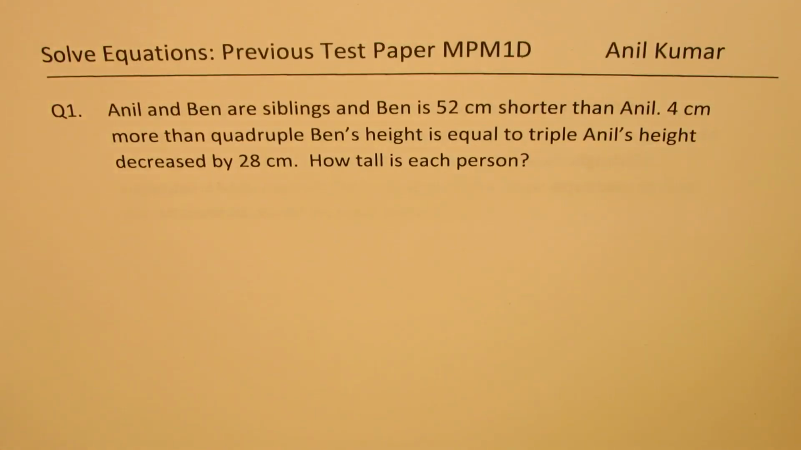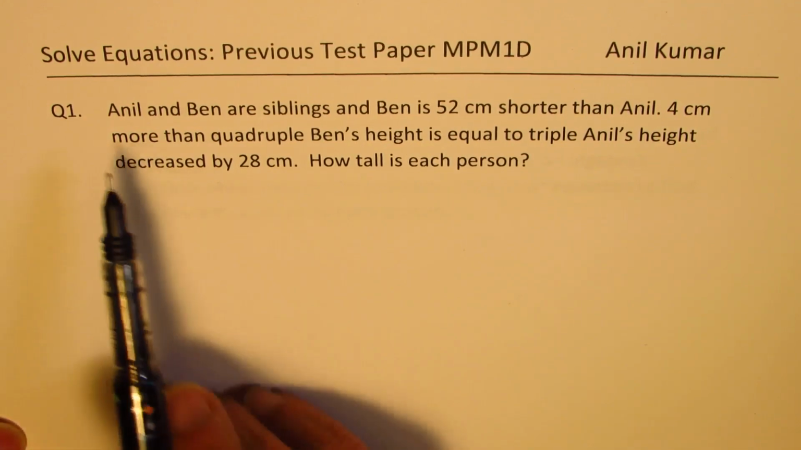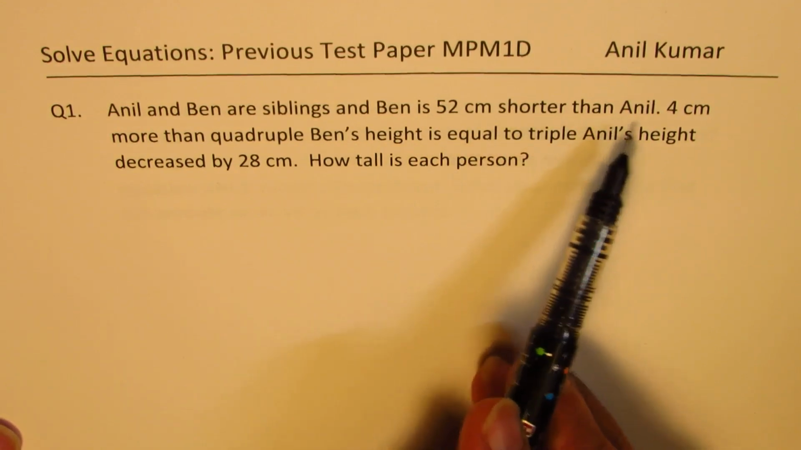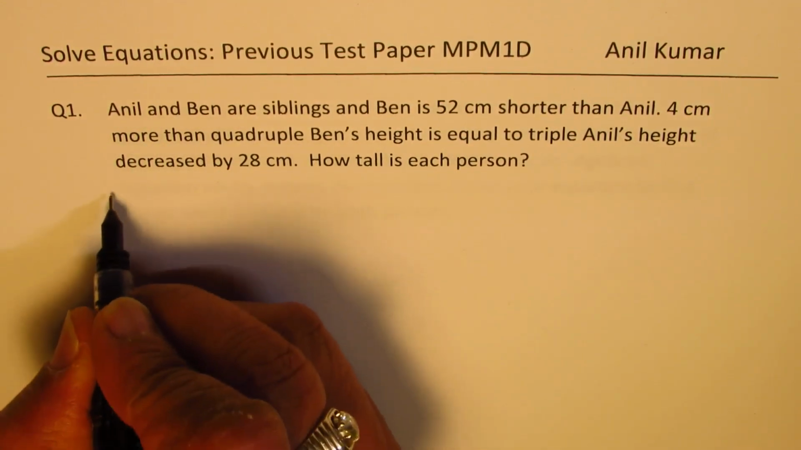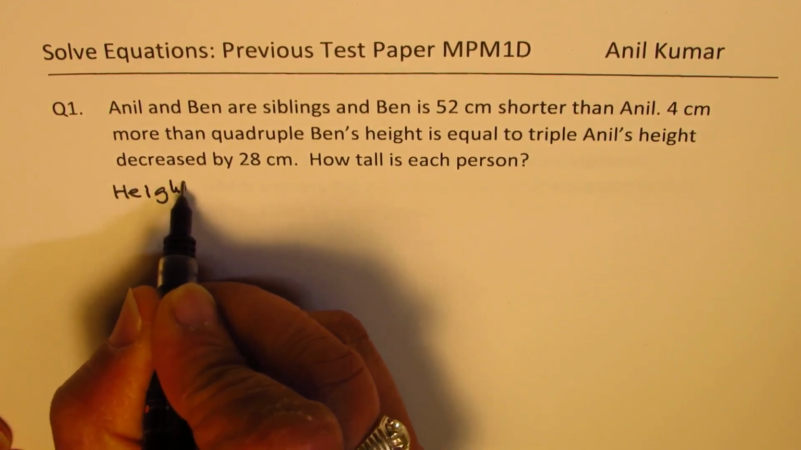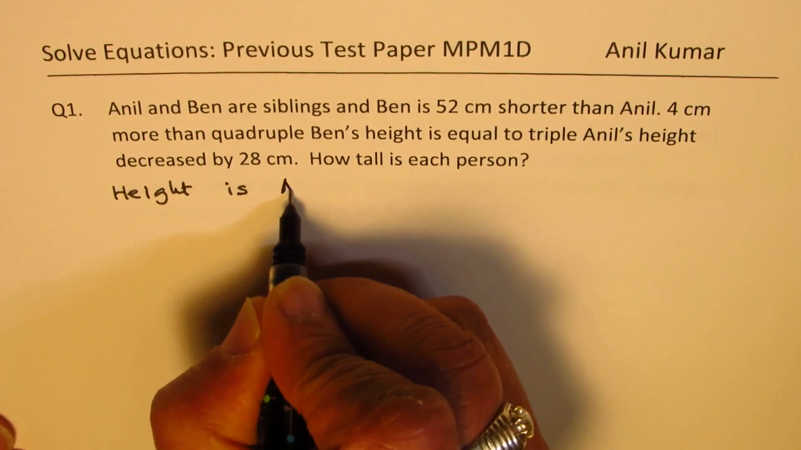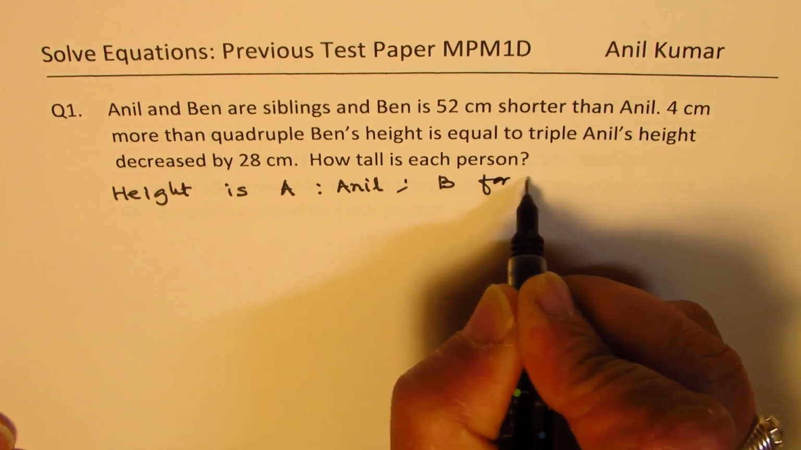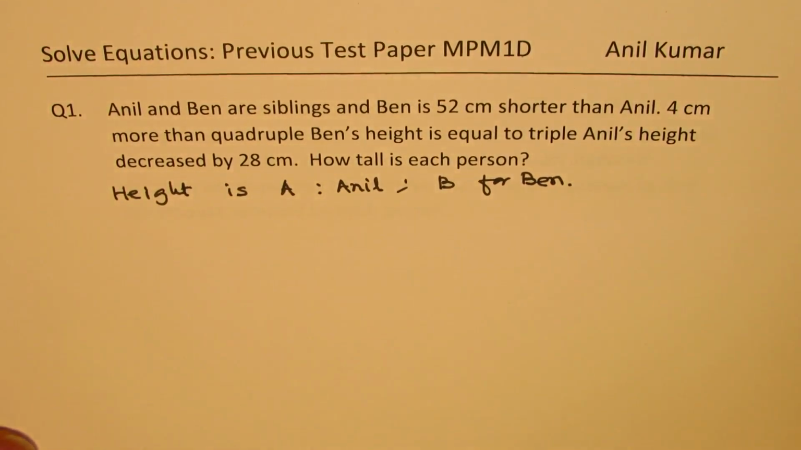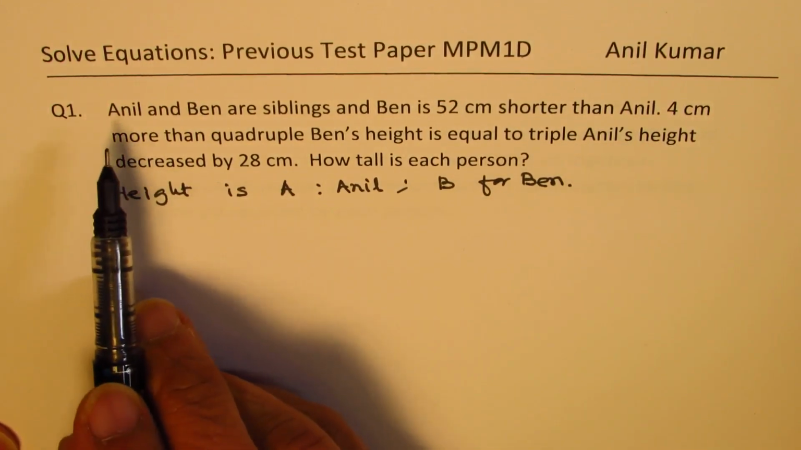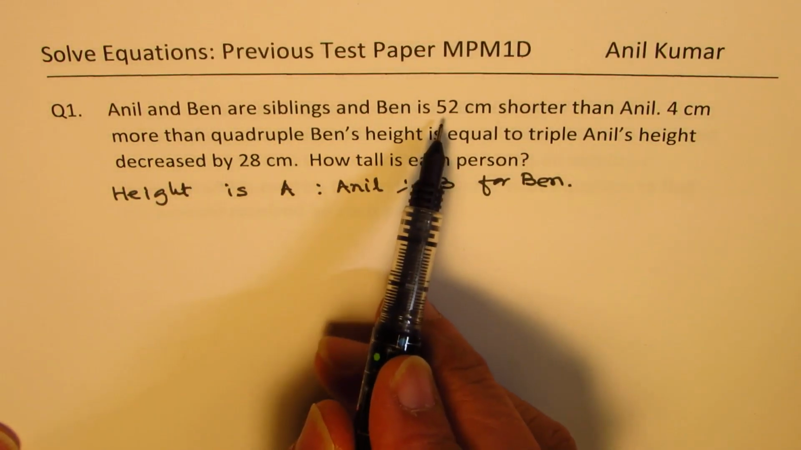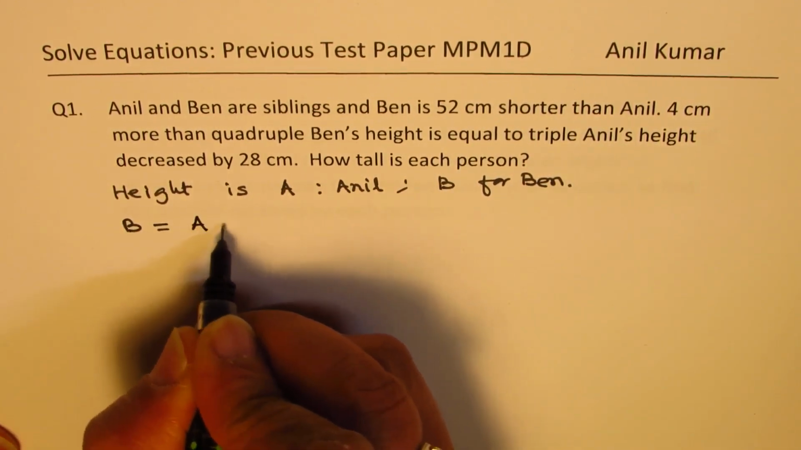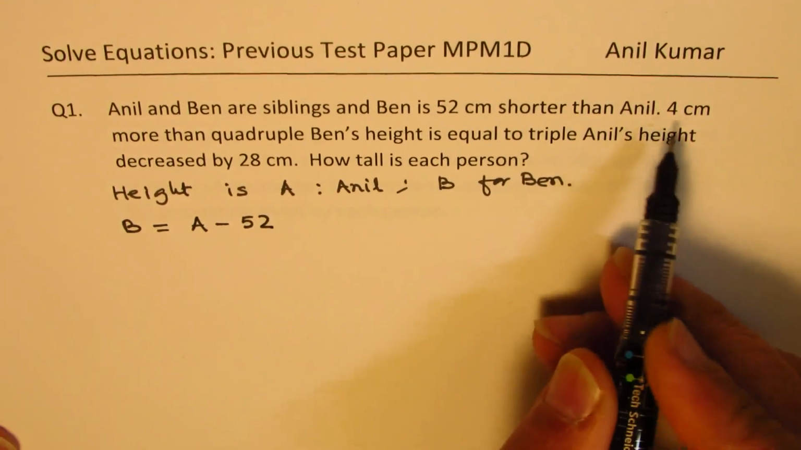So let's take question number 1 first. It says Anil and Ben are siblings and Ben is 52 centimeters shorter than Anil. So let us say that the height is A for Anil and B for Ben, right? In that case, the first statement is Anil and Ben are siblings and Ben is 52 centimeters shorter than Anil. That means B is A minus 52. Correct?